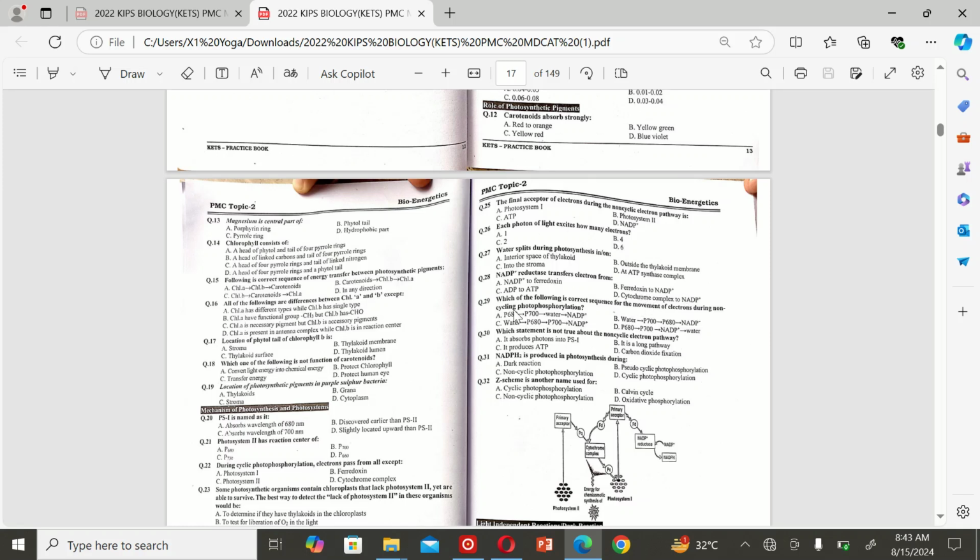The next MCQ is: NADP plus reductase transfers electrons from A. NADPH to plastocyanin, B. Plastocyanin to NADPH, C. ADP to ATP, and D. Cytochrome complex to NADP plus. So the correct option is B.